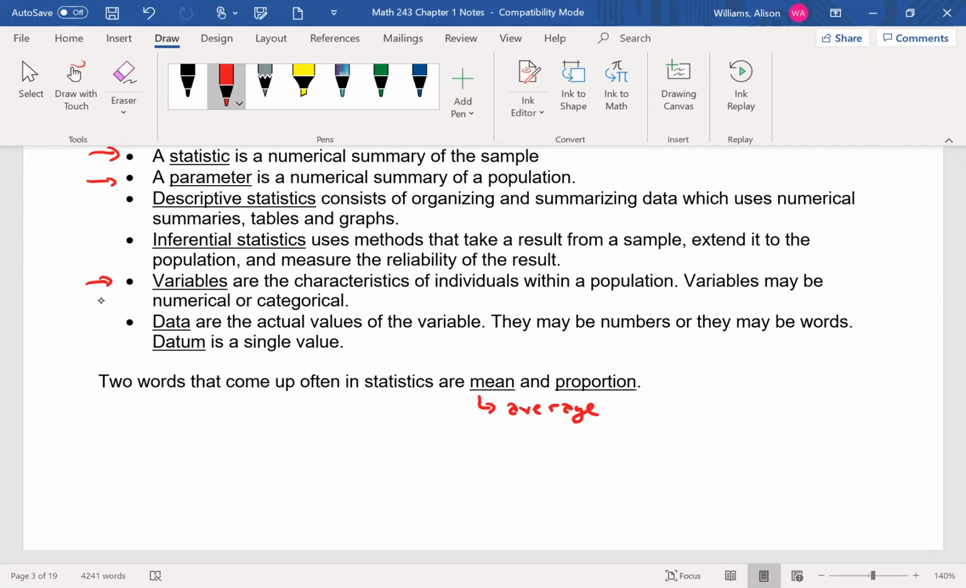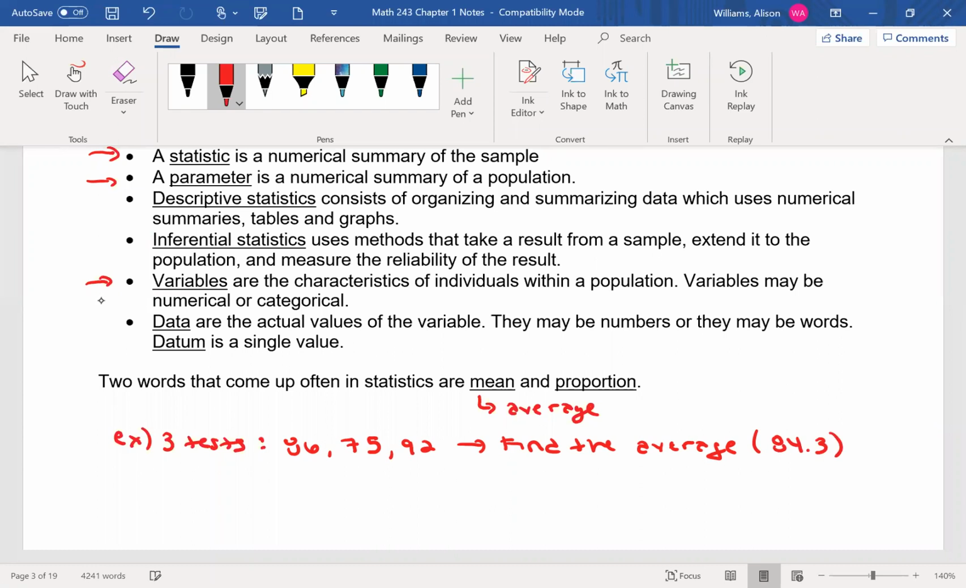An example of mean would be what most students know. You take 3 tests, and let's say your scores are 86, 75, and 92. Then you want to find the average of these. That average means you add up those 3 scores and divide by 3, which, by the way, comes out to 84.3. That would be an example of mean.